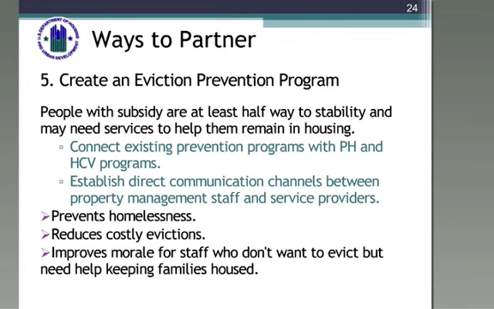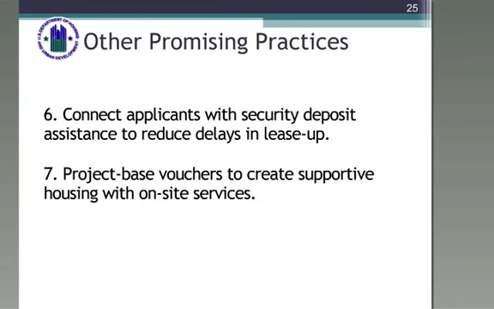There are many ways PHAs might attempt to lower eviction rates while protecting the safety or well-being of all tenants. At the heart of a strong eviction prevention program is regular communication between property management and support service staff. By establishing a frequent, regular in-person or telephone check-in, PHAs and their partners can identify issues before they escalate. Other promising practices include connecting applicants with security deposit assistance to reduce delays in lease-up and using project-based vouchers to spur the development of supportive housing.